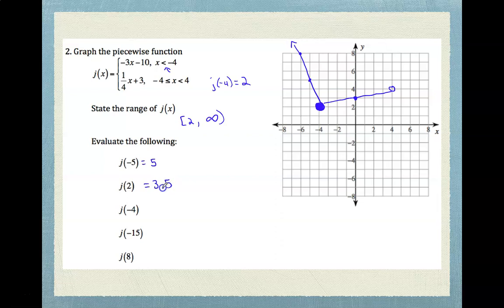All right. J of -4, we decided was 2. It's not allowed to equal -4 up top, but it is allowed to equal -4 on the bottom, and we already did that calculation. So that's a 2. J of -15, I have to decide what domain does -15 fall in, the top domain or the bottom domain. And -15 is less than -4, so it falls in the top domain. So -3 times -15 is 45, minus 10 is 35.